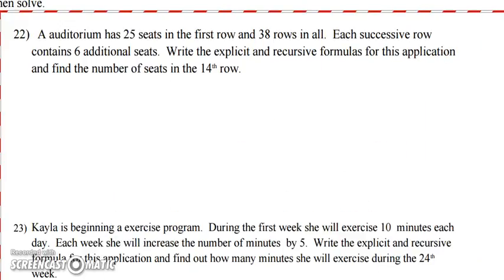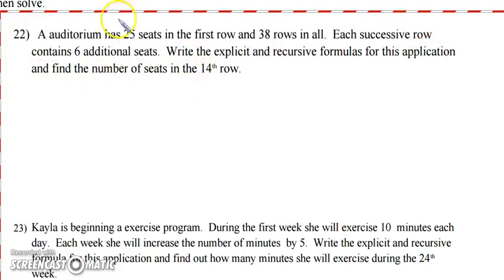All right. So when we look at this, an auditorium has 25 seats in the first row and 38 rows in all. Each successive row contains 6 additional seats. Write the explicit and recursive formulas for this application. Find the number of seats in the 14th row.